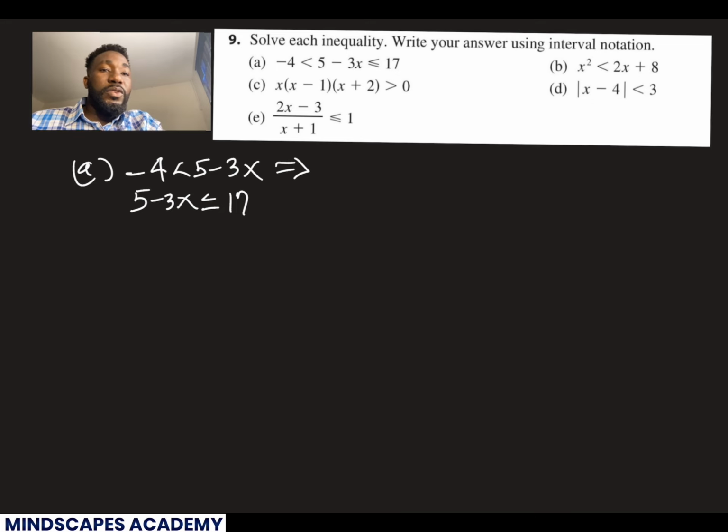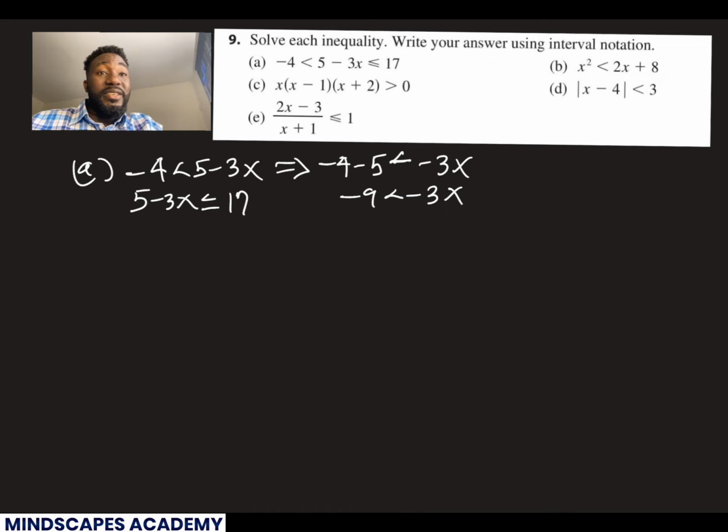So if you want to solve the first one, what do you do? Remember, we need x to be something. So you subtract 5 from both sides, and this is negative 9 less than negative 3x. And you need x to stand alone, so you have to divide both sides by negative 3.